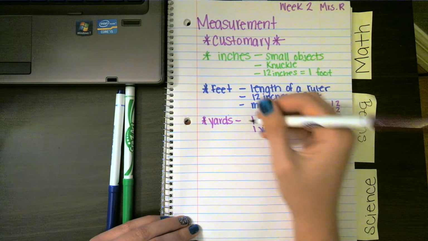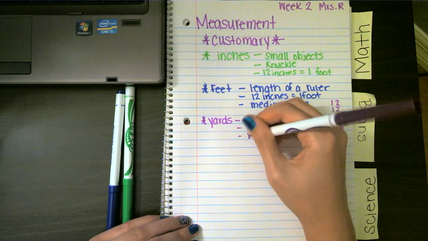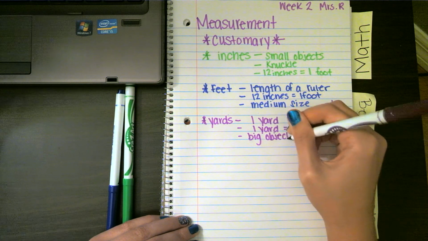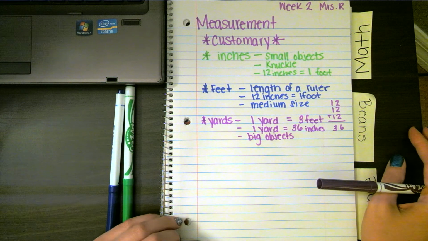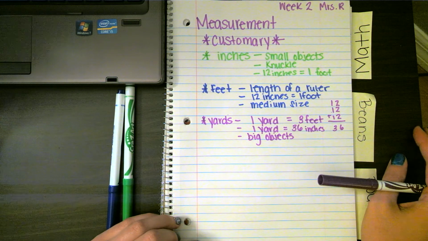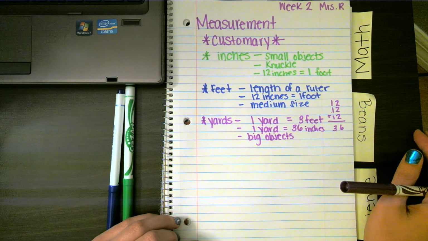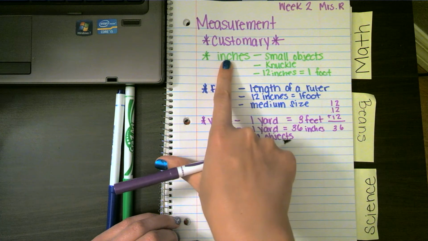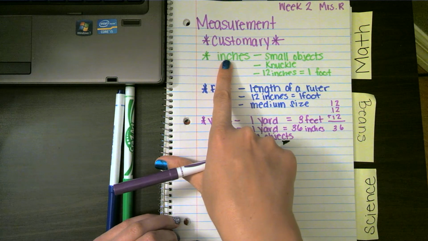Now I'm going to use yards for big objects. Maybe I want to measure a car. Maybe I want to measure a wall. Or if I were outside, maybe I could measure the road. I would use yards because those are big. I wouldn't want to measure the road in inches. That's going to take me all day.